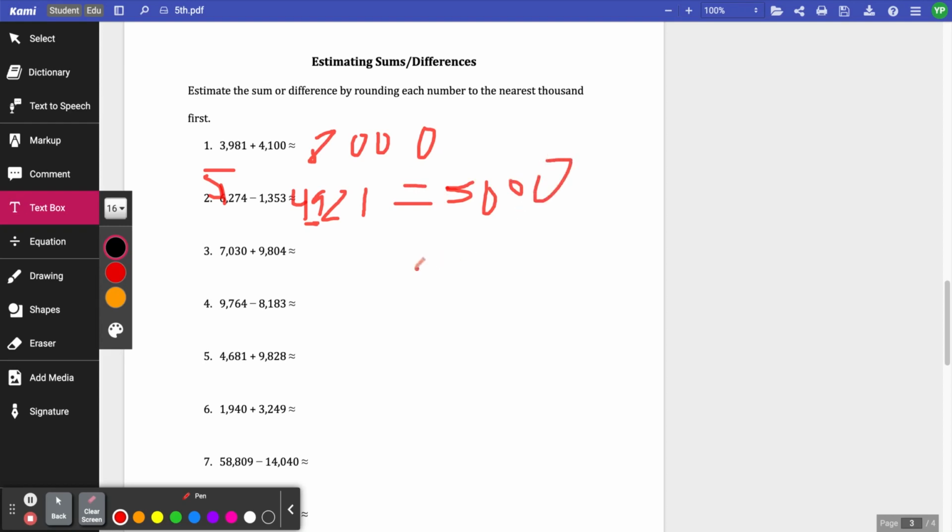And just in case you guys are wondering, this symbol right here that you see here is around. So it's going to be like around 5,000. So 6,274 minus 1,353 is around 5,000. Okay.